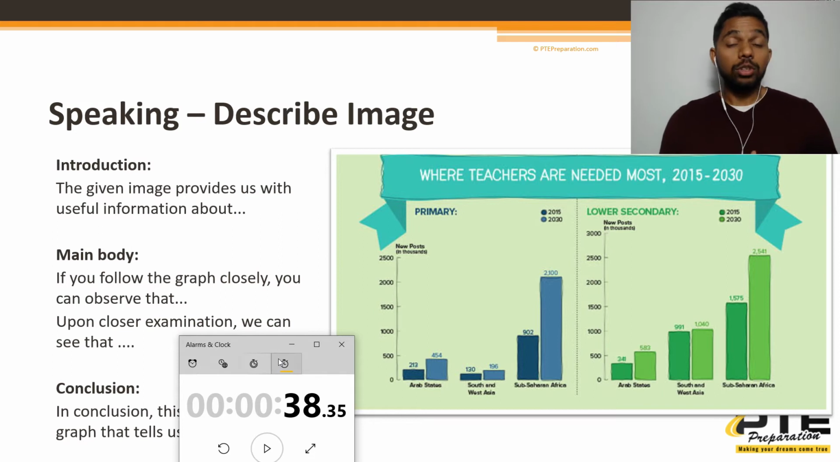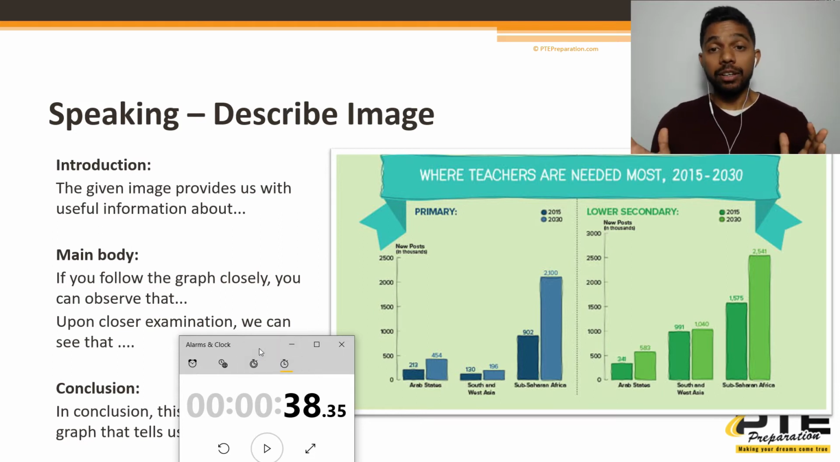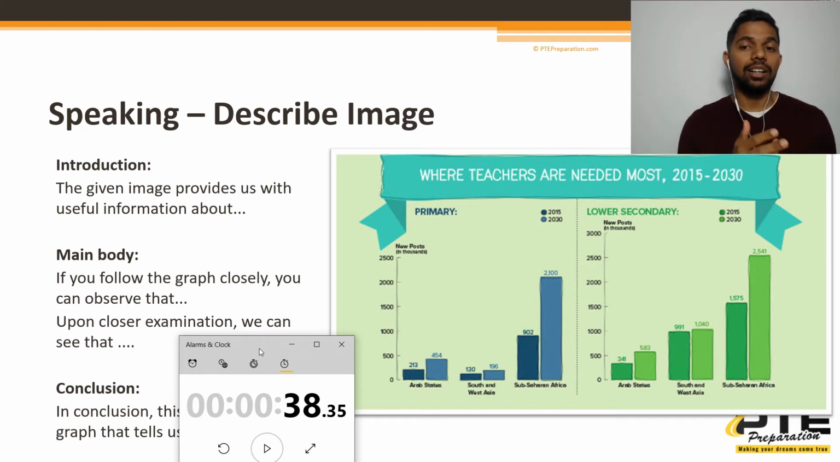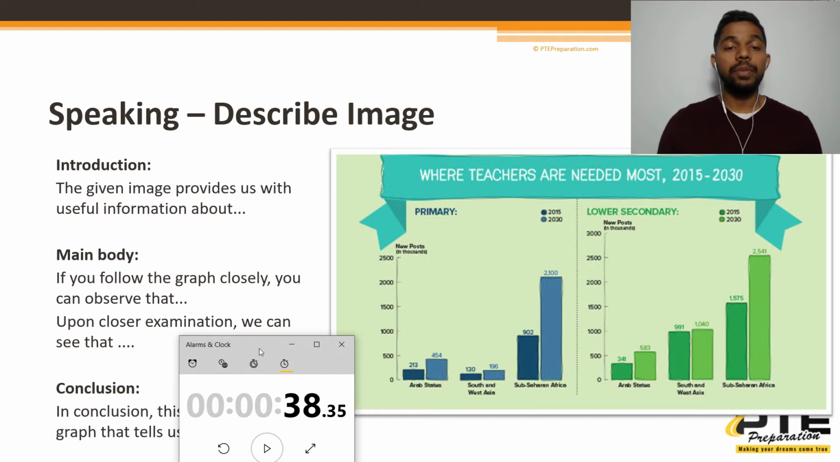Okay, so that was my answer. Now it was not perfect, but it was still a really good answer. The reason it was not perfect is because I think in the last part of the conclusion I had a slight pause and hesitation there. However, keep in mind that in the describe image within each question, even if you have one or two pauses, it's not going to negatively impact your score. Overall, you just want to ensure that your pauses and your hesitations are minimal, which was present in this answer.